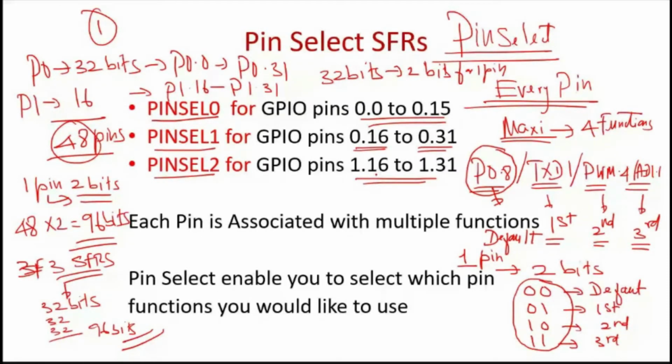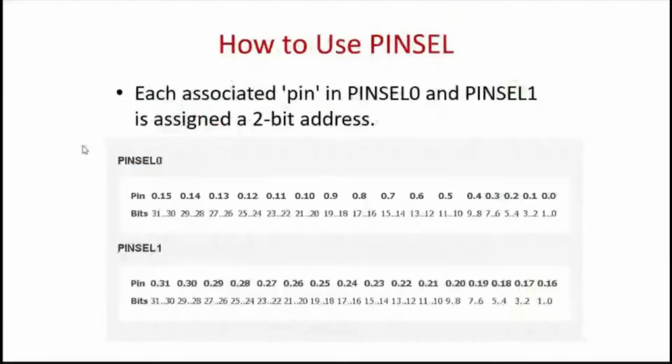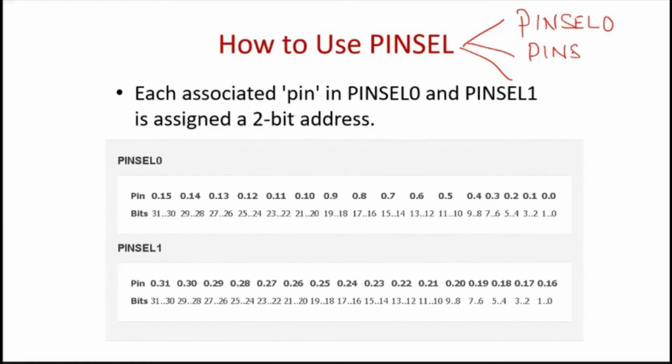These 96 bits define the functionality of the 48 pins of the parallel port. That is theoretical; 3 pins are not available. This will give you a clear definition of how to use pin select. We use 3 pin select registers: pin select 0, pin select 1, pin select 2.